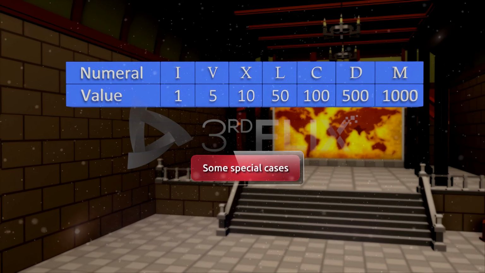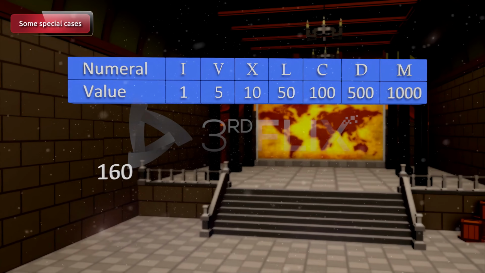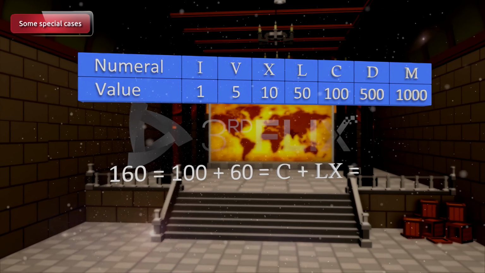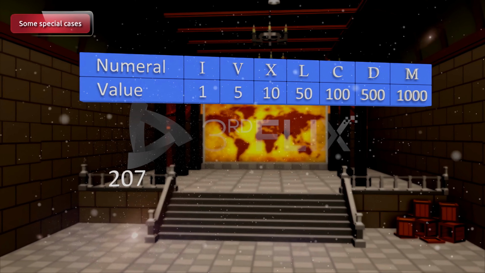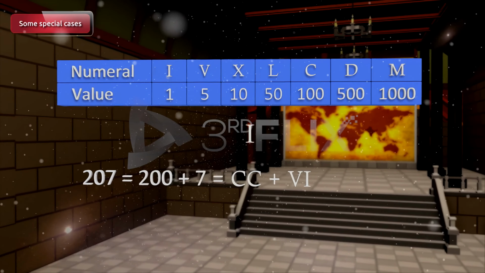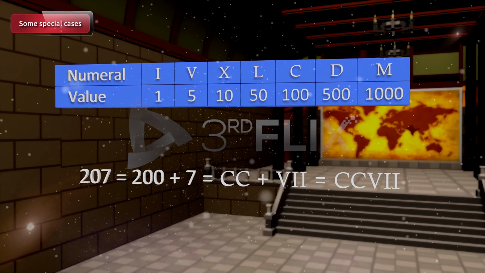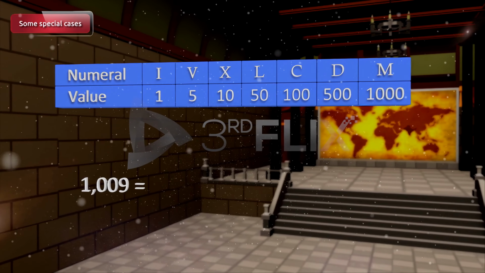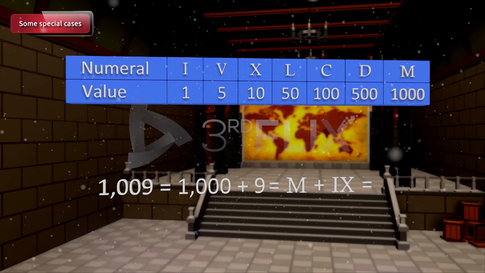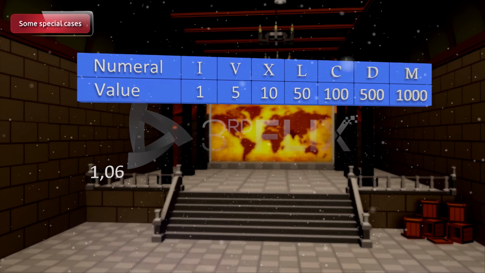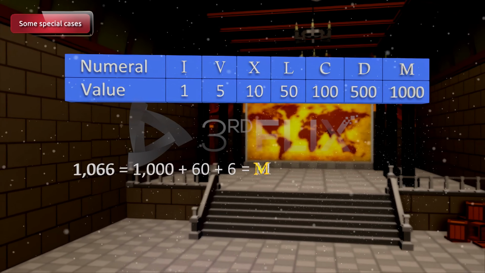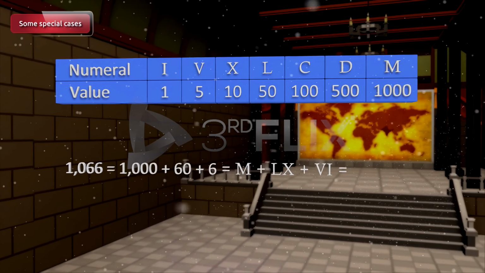Some special cases. Missing place values. 160 equals 100 plus 60 equals C plus LX equals CLX. 207 equals 200 plus 7 equals CC plus VII equals CCVII. 1009 equals 1000 plus 9 equals M plus IX equals MIX. 1066 equals 1000 plus 60 plus 6 equals M plus LX plus VI equals MLXVI.